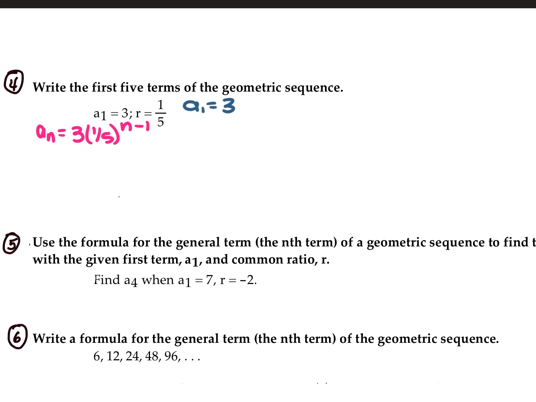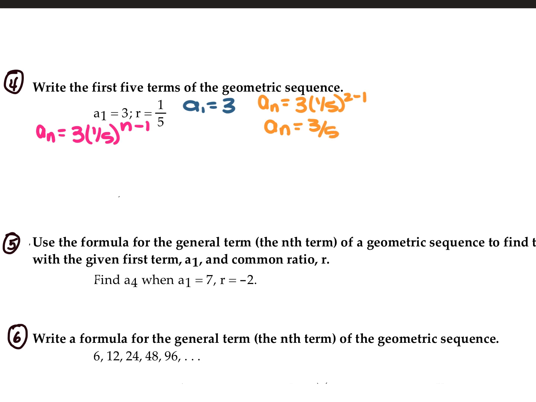To find the second term, we can use a sub n is equal to 3 times 1/5 to the power of 2 minus 1, which is just going to be 3 times 1/5. So that would mean that a sub n for your second term is 3 over 5. Sorry, 3 over 5, not 3 over 25.